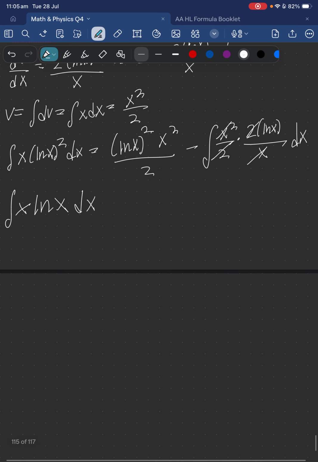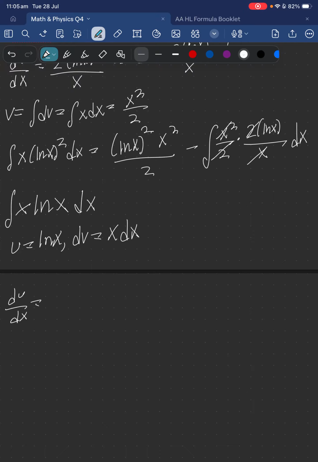Now again, we have this integral and we can't evaluate it using our normal rules because it's one function, x, multiplied by another, natural log of x. So again, we are going to need to use integration by parts. So we can make u the natural log of x and dv x dx. That means du over dx would be 1 over x, and du is equal to 1 over x multiplied by dx. V is going to be the integral of dv, which is the integral of x dx, which is x squared over 2.